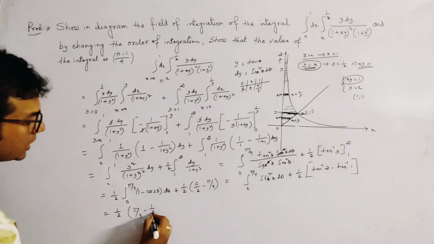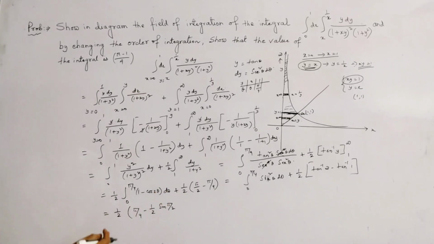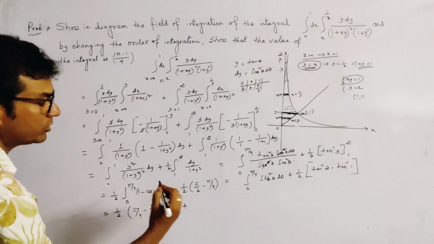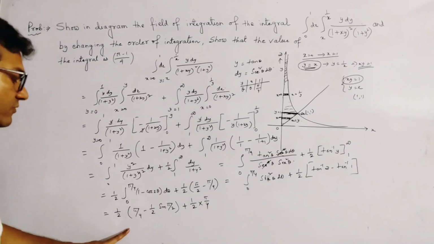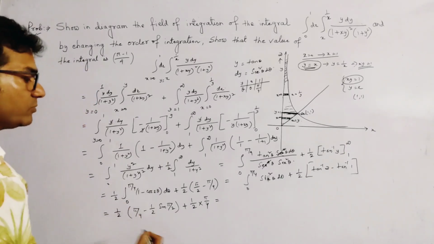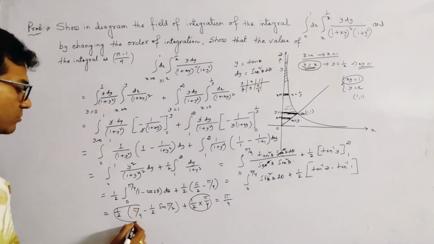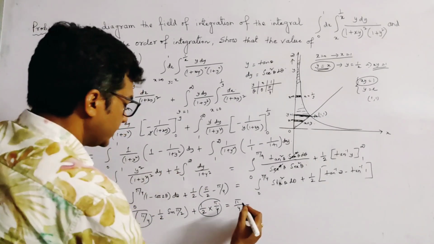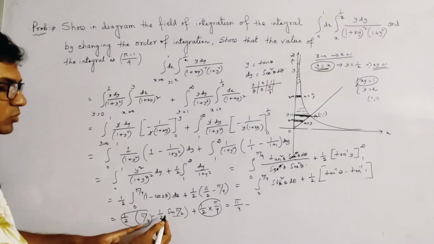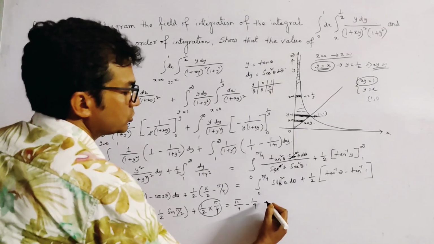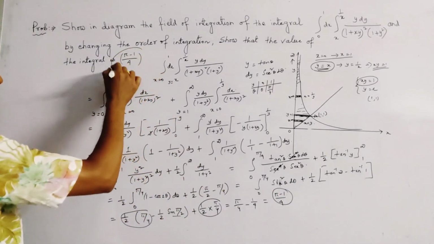So we get half into, this is pi by 4 minus sine 2 theta by 2. So we get half into sine pi by 2 minus sine 0 means 0. So we can write 0 here. This is half into pi by 4, and the first is half into pi by 4. So adding this term and this term, we get pi by 4 minus, this is half into sine pi by 2 means 1. So half into half, this is 1 by 4. So the final answer is pi minus 1 by 4, and this is our required result.